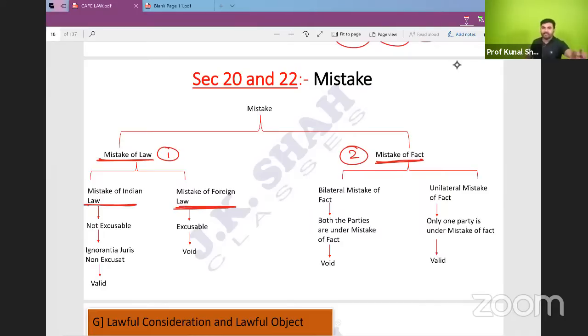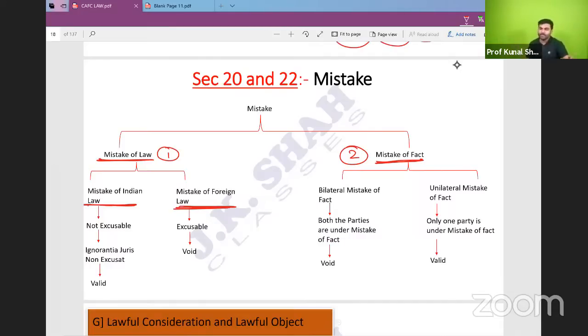However, the contract which is getting formed is nothing but a valid contract, provided you have rectified the mistake and then you have performed the contract. We need to also punish the culprits. So in that case, we need to keep the status of a contract as a valid contract. So mistake of Indian law is not excusable, but the contract will still be considered a valid contract, provided the mistake has been rectified.